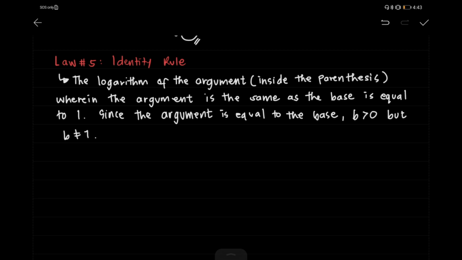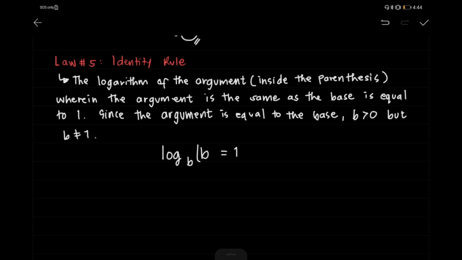The next law of logarithm is what we call the identity rule. The identity rule states that the logarithm of the argument, which is inside the parenthesis, wherein the argument is the same as the base, is equal to 1. Since the argument is equal to 1, the base must be greater than 0, but our base must not equal 1. To illustrate this, if we have the logarithm of the number b, and our b is the same as our base, then the answer is equal to 1.